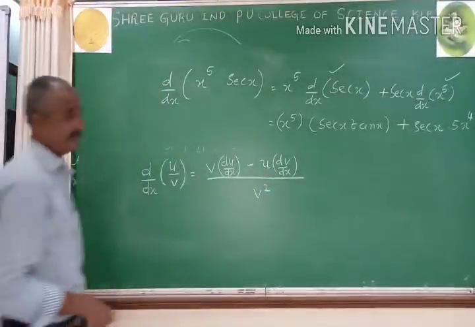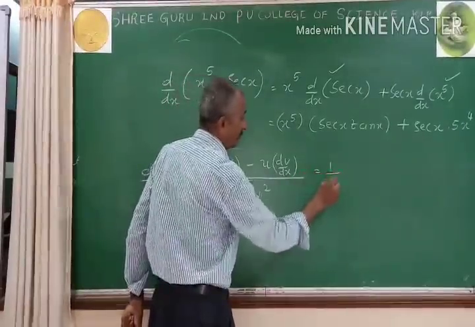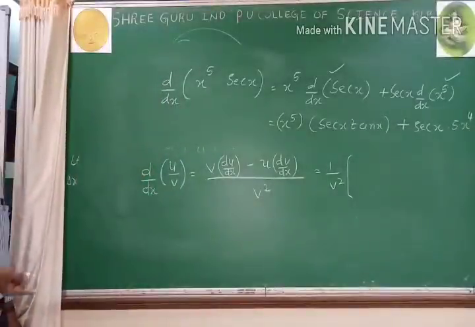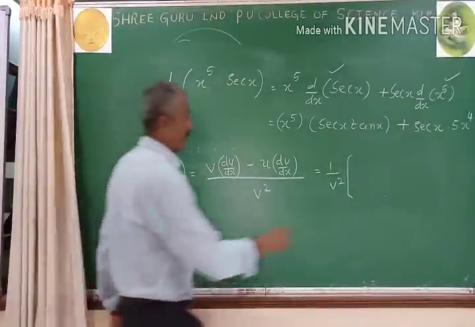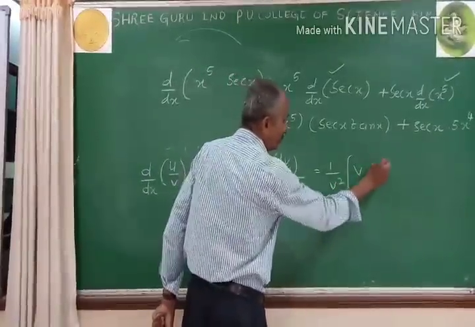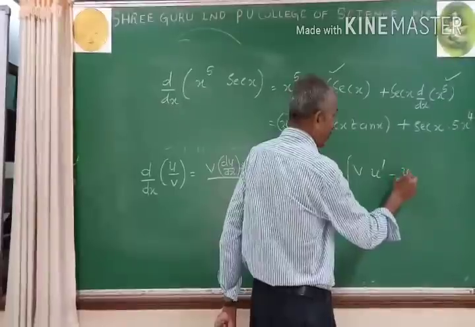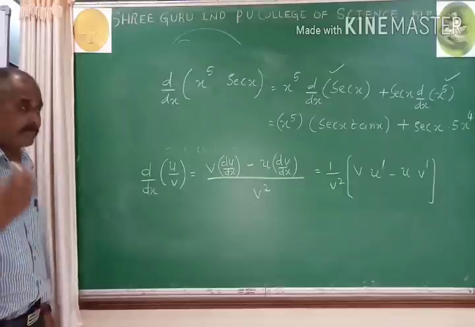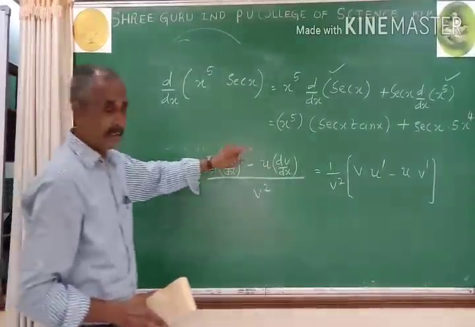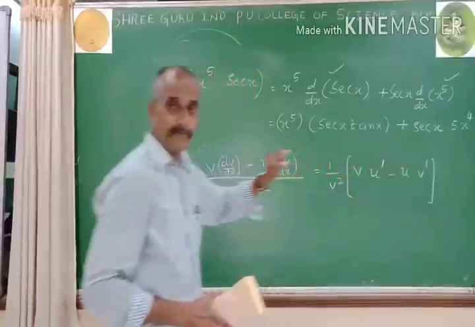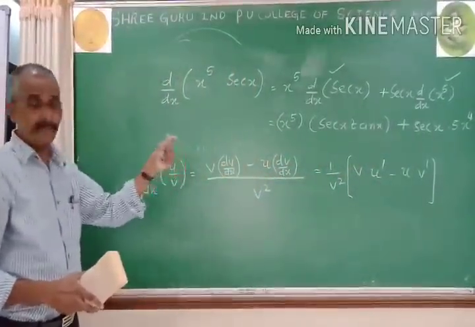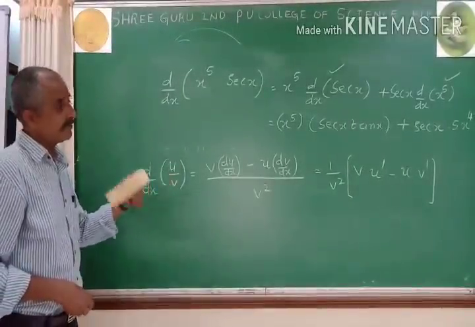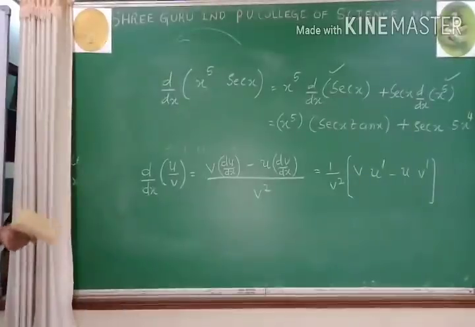It is also written in another way as 1 divided by v square, because the whole divided by v square is equally the same as 1 divided by v square multiplied by v into u dash minus u into v dash. Any kind of notation can be taken, that is left to your convenience, either in the form of d or in the form of dash, it does not change the meaning of the differentiation. Both are the same in meaning, only different in writing. So it is called the quotient rule, or the differentiation of the division of two functions.